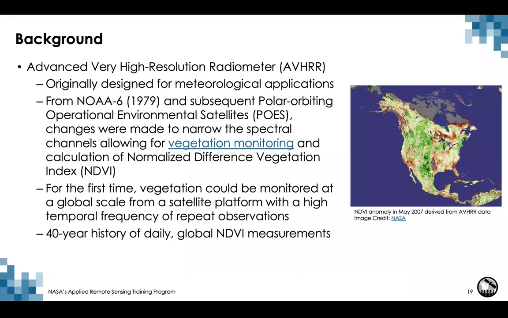Since the launch of the first polar orbiting weather satellite in 1960, NOAA and the European Organization for the Exploitation of Meteorological Satellites, or EUMETSAT, have been funding a constellation of polar orbiting weather satellites to improve the accuracy of weather analysis and forecasting. Originally designed for meteorological applications, the Advanced Very High Resolution Radiometer, or AVHRR, instrument was launched on NOAA 6. It was the first time vegetation could be monitored globally from a satellite platform with a daily revisit time.